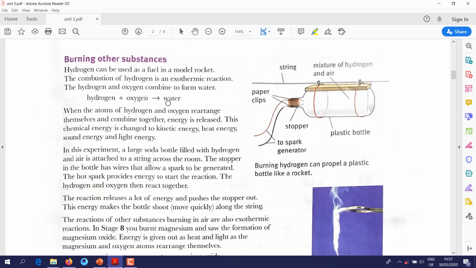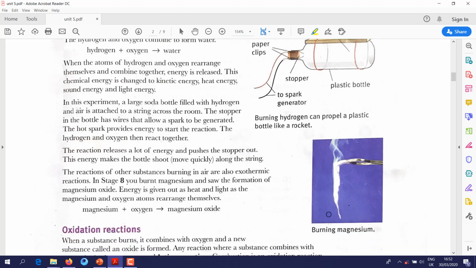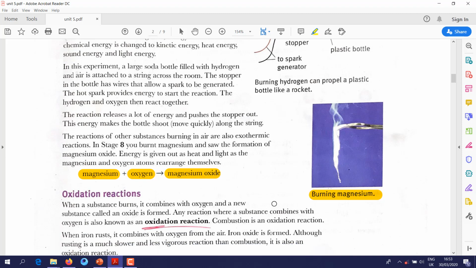Here we have another example of burning: burning magnesium. We did this experiment many times in the lab. This is the magnesium. When you burn a magnesium ribbon, we will see white smoke, and a high temperature. So this is also a kind of burning. This process needs oxygen. So magnesium plus oxygen equals magnesium oxide. So here it's an example of an exothermic reaction.